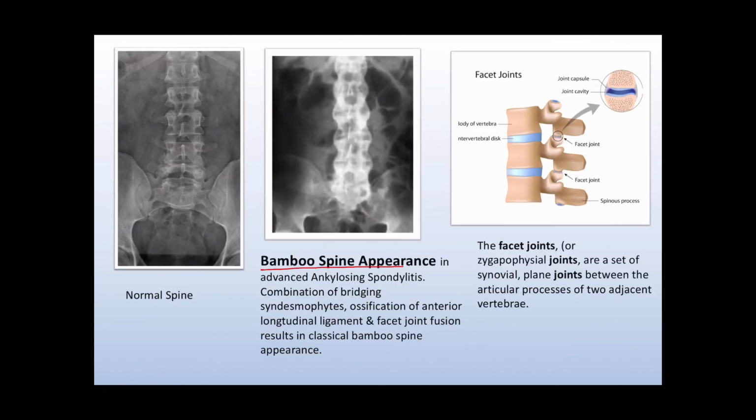Bamboo spine appearance. It is seen in advanced ankylosing spondylitis. It occurs due to a combination of syndesmophytes, ossification of anterior longitudinal ligament and facet joint fusion. When the whole spine syndesmophyte develops and ossification occurs, it looks like a bamboo. This is called the bamboo spine appearance. It is also found in advanced ankylosing spondylitis.